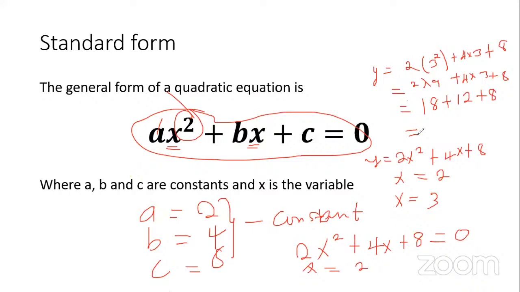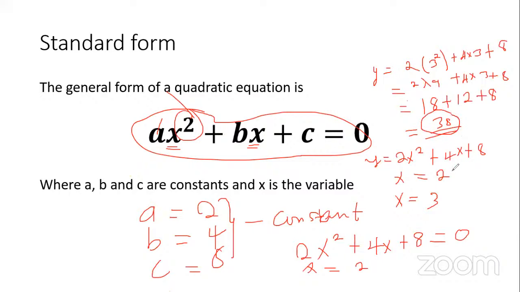18 plus 12? 30. 30 plus 8? 38. I think you've seen where you made a mistake. Yes, sir. Okay, so when we substitute for x equaling 3, we get 38.